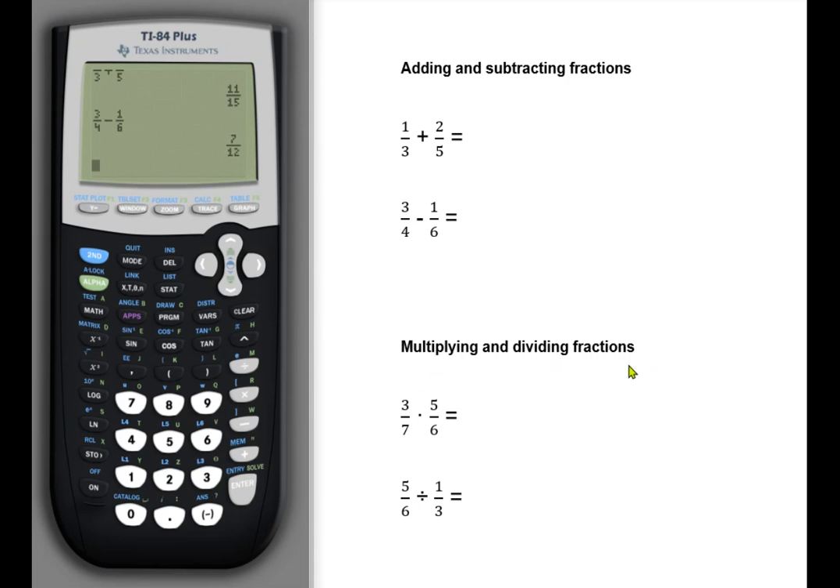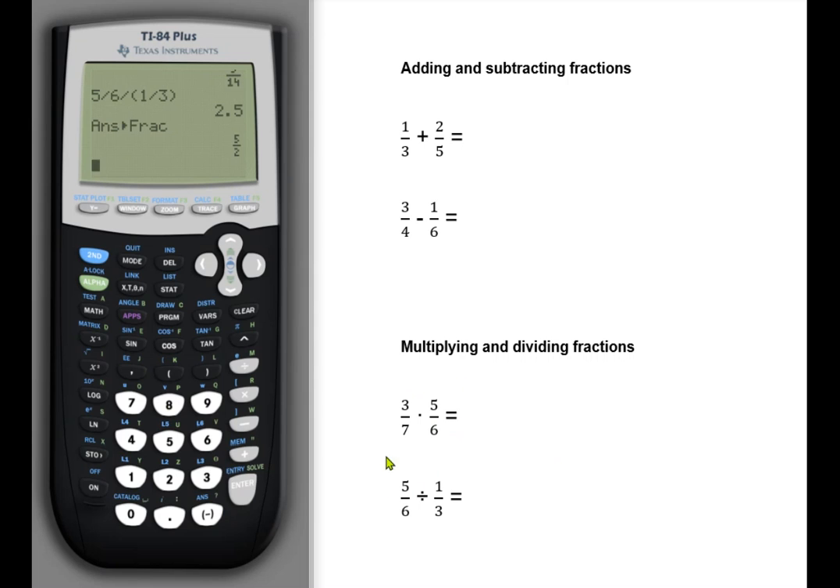For multiplication and division, you can do 2 different methods as well. You can do 3/7 times 5/6, and then convert into fraction. Division as well, 5/6 divided, and now you have to put this 1/3 into parentheses. Don't forget to do that. And then hit enter, and you can convert into fraction.